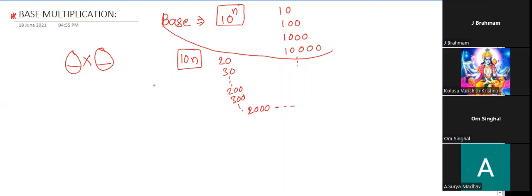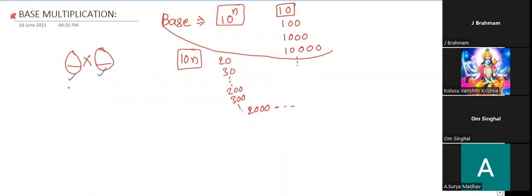We can do the questions later. We will see the questions later. We'll see the multiplications near to sub-base numbers also. Using the base method, we can solve those questions also. Okay, so let us start with base 10. I'm taking two numbers, and in this, again, we have three types. Both the numbers may be above base, or both the numbers may be below base, or one number above base and one number below base.